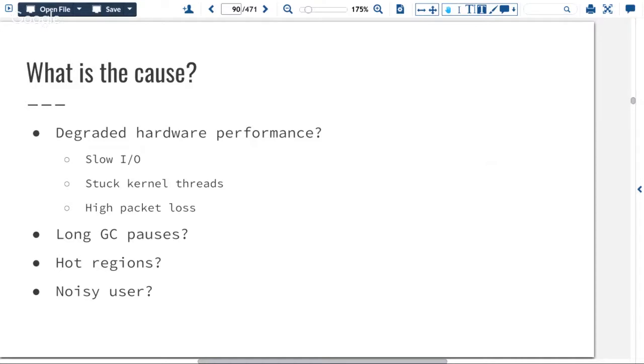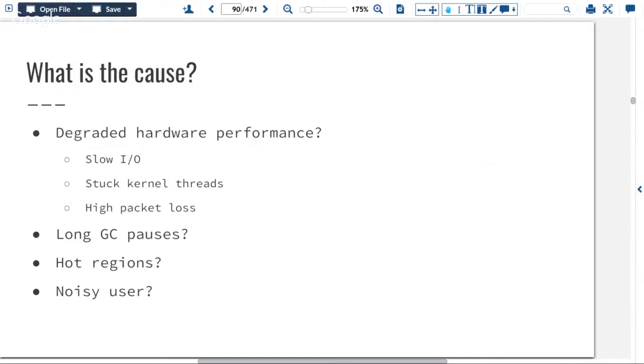You have degraded hardware performance that involves slow I/O. One spinning disk decides that it's going to take 500 milliseconds to service a request rather than 8. You can have stuck kernel threads. It's very difficult to have software that reliably delivers when it can't guarantee that it's even running on a CPU. And you can have high packet loss. We run in Amazon, and every now and then we just have a bad day in the network.